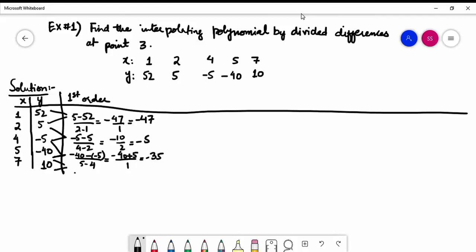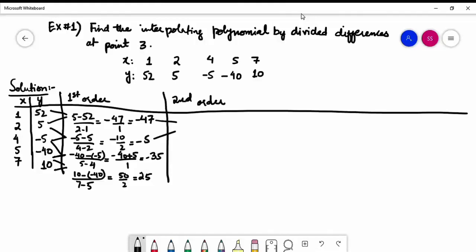And also 10 minus minus 40 divided by 7 minus 5. 10 plus 40 is 50, 50 divided by 2, and that is equal to 25. So these are the first order divided differences. Okay, the next column is for the second order. So for the second order, now your domain frame is increased, between 1 to 4.